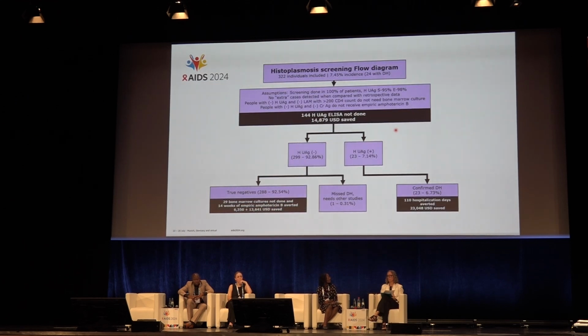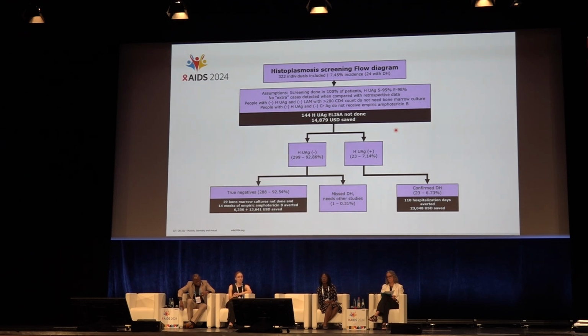And finally, the histo diagram. Here we assume that we could have saved money in the next scenarios. First one, just like in the crypto diagram, the urinary lateral flow assay is cheaper than the assay we're doing right now, so that saves money.